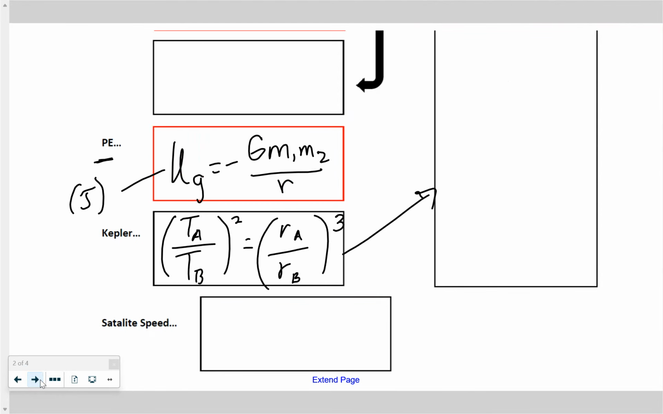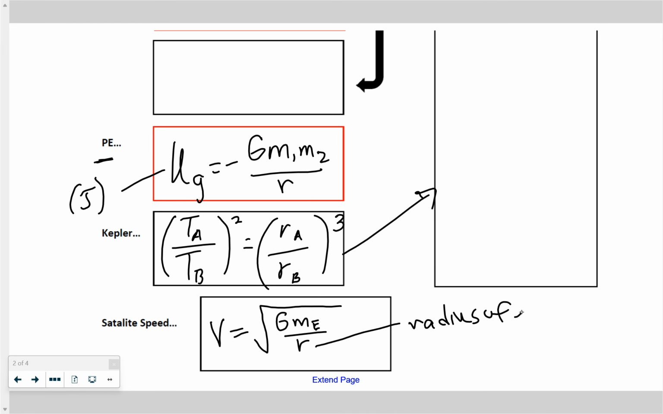Now I'm going to be a little more specific. If I want to know the speed of a satellite around the Earth, it's big G, mass of the central body, which is mass of the Earth, all divided by r. Now, it's important that you know r is not just the radius of the Earth. R is the radius of the Earth plus the altitude of the satellite.